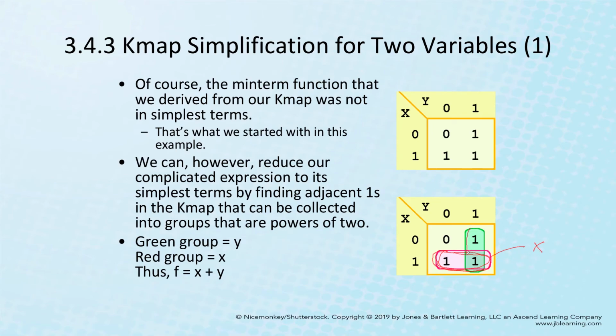Similarly, for the green one, in this group we find that the y value does not change. However, the x value changes, 0 and 1. So this group is only y. The variable whose value changes is eliminated. So the result of this function simplifies to simply x plus y.